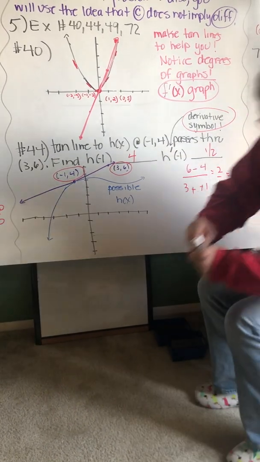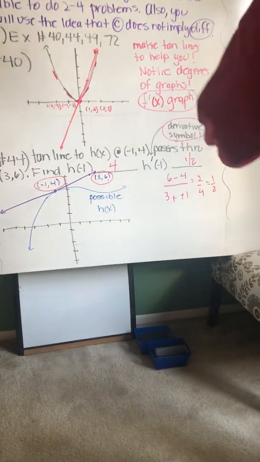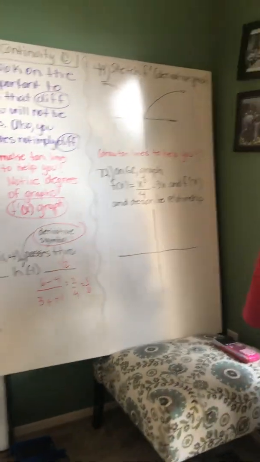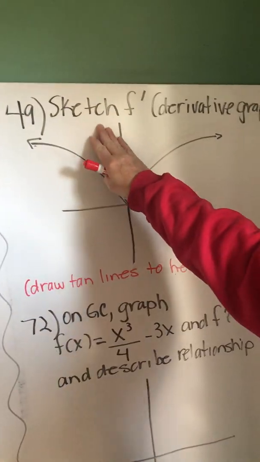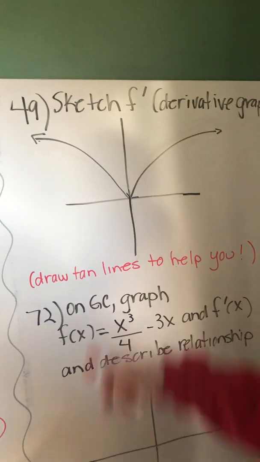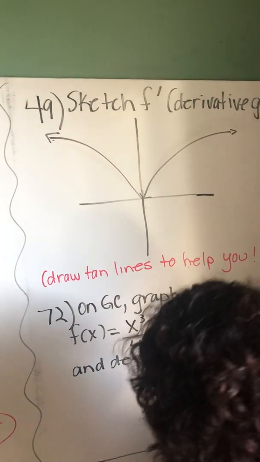Next, we are going to graph another derivative graph. This one's a little harder. I knew you'd need a little practice here. Here is a graph, and we are going to sketch the derivative graph again in red. So let's take a look.